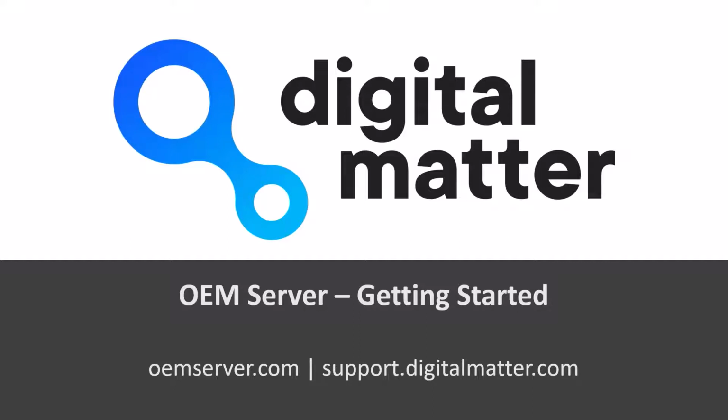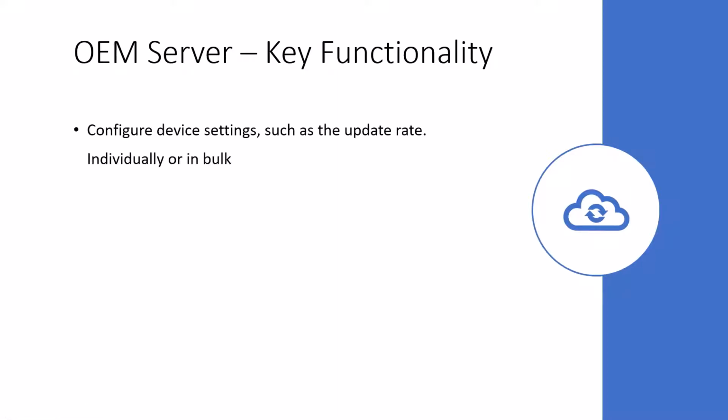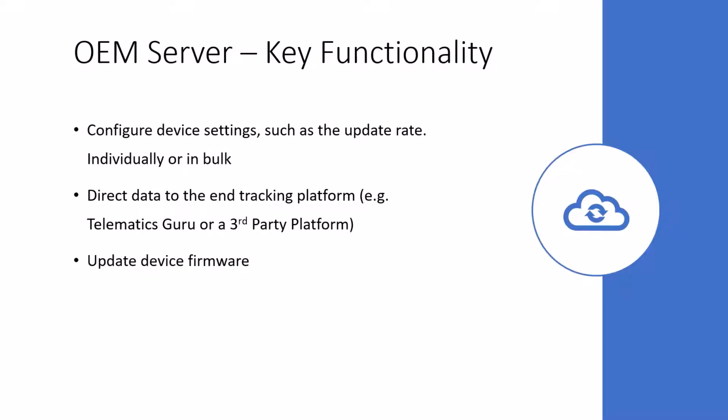So let's get started. Just a bit of an overview about what OEM Server is. OEM Server is our device management platform. We use OEM to configure device settings such as the update rate and to configure inputs, driver ID, for example. This can be done individually or in bulk. We also use OEM to direct data to our end tracking platform, like Telematics Guru or a third-party platform. We also use it to update device firmware and debug device issues.